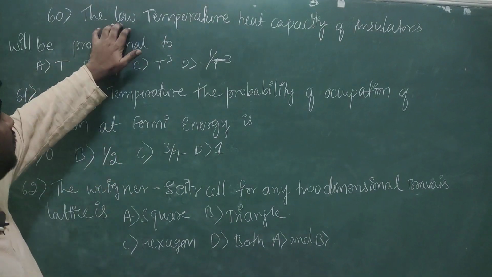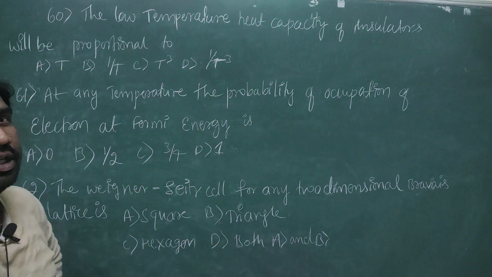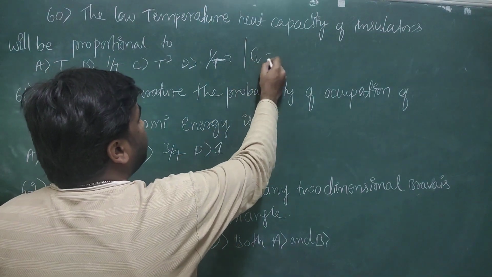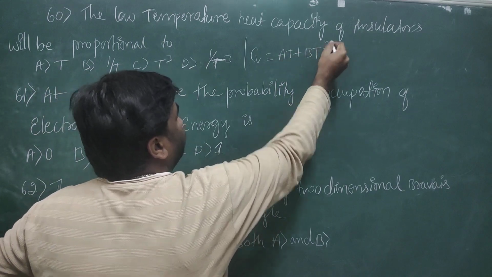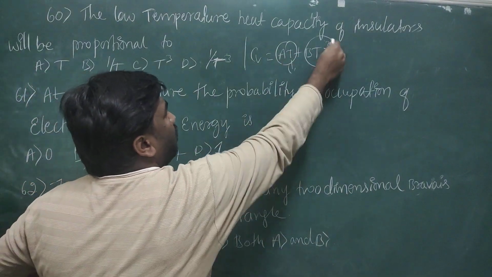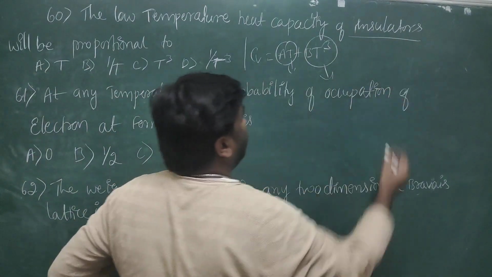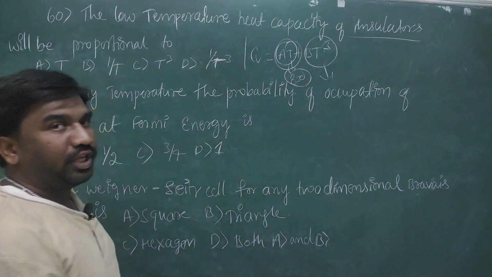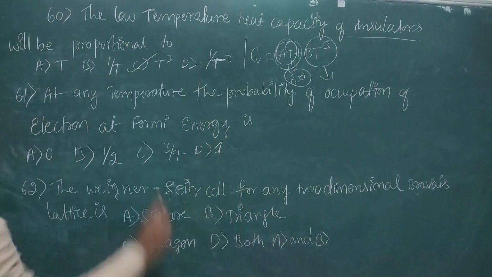So this is question number 60. The low temperature heat capacity of insulators will be proportional to. We know that heat capacity CV is equal to A T plus B T cube, where A T is the contribution of electrons and B T cube is the contribution of phonons. But in an insulator, the contribution of electrons is 0. So therefore, CV is proportional to T cube. So option C is correct.